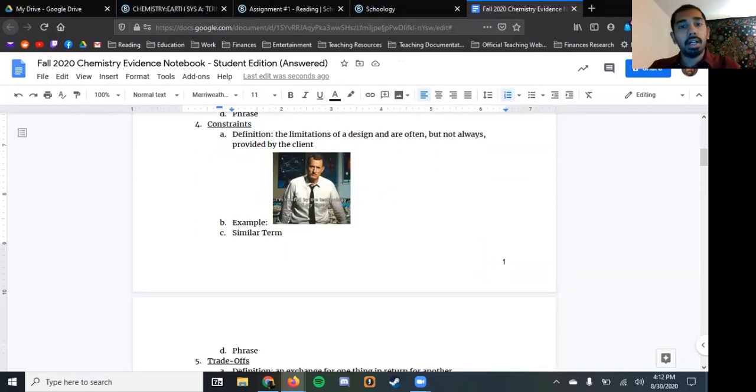Constraints. Limitations of a design that are often, but not always, provided by the client. So in this example, we have Tony Stark's dad saying he's limited by the technology of his time. He would love to build a new element if he could, but he can't because technology doesn't exist yet. The architecture does not exist yet.